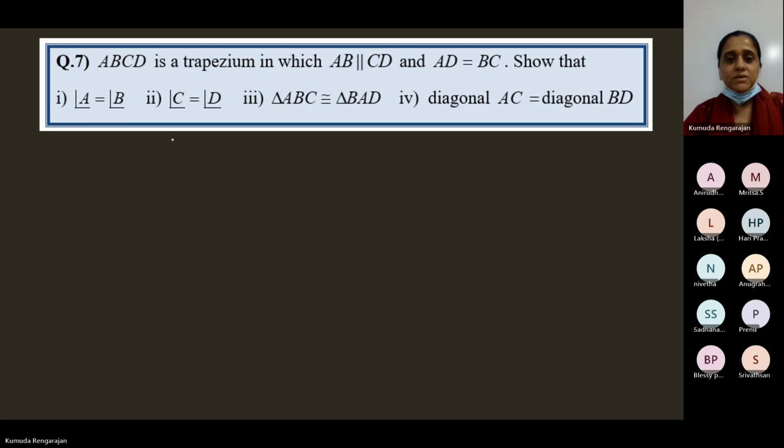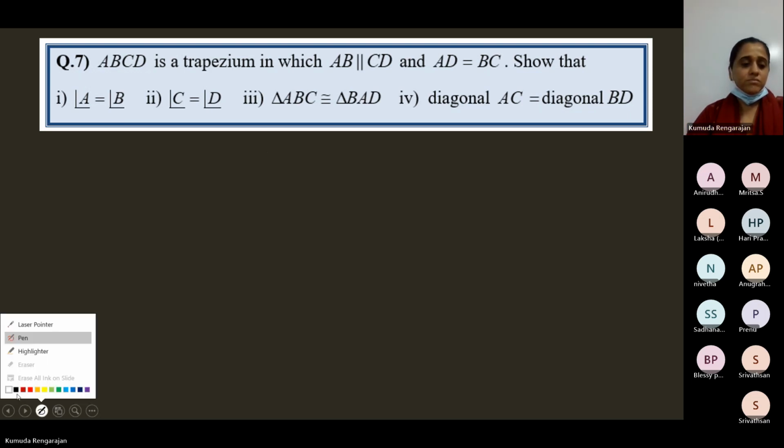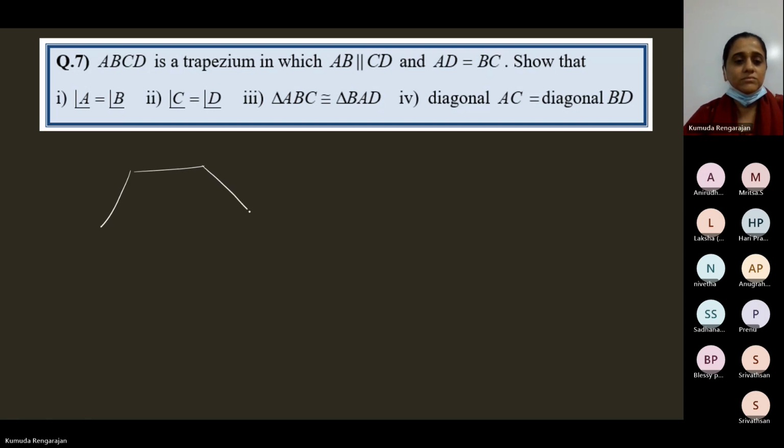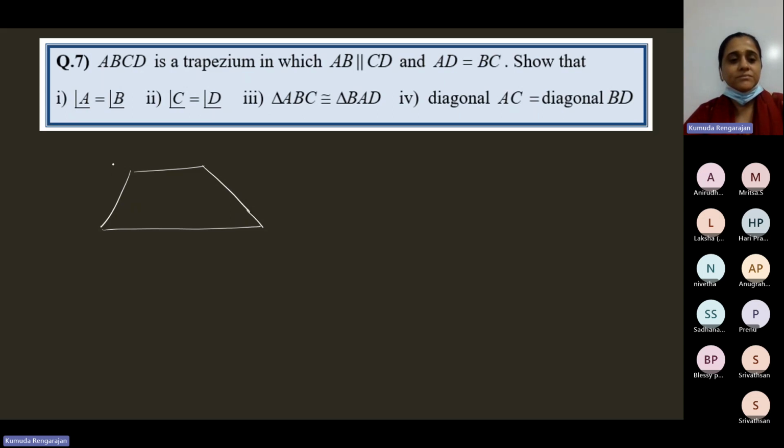ABCD is a trapezium with AB parallel to CD. These are the properties of an isosceles trapezium. What we are proving here are the properties of an isosceles trapezium. The diagram is given actually. I've not put it. The diagram is given. Trapezium ABCD.